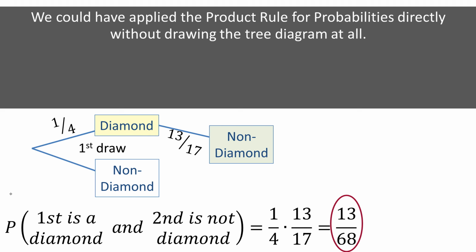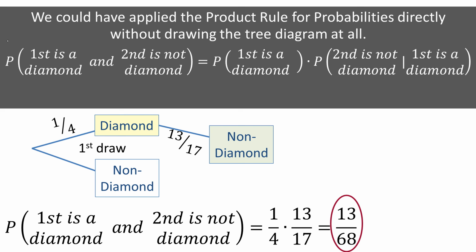I would like to mention that we could have done this whole problem without drawing a tree diagram. You could have gone straight to the product rule for probabilities. And if you did, you would simply say the probability that the first one is a diamond and the second one is not a diamond is the probability that the first one was a diamond times the probability that the second one is not a diamond, given that the first one is a diamond. That's what the product rule for probability says.